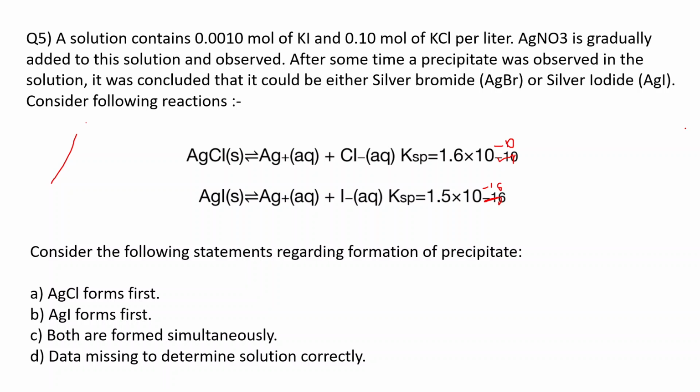Next question is, a solution contains 0.001 molar potassium iodide and 0.1 molar potassium chloride. AgNO3 is added to this solution and observed. So this is the titrimetric experiment. After some time a precipitate will be formed in the solution. It can either be silver chloride or silver iodide. So this is the equation given. So consider the following statements regarding formation of precipitate. It's kind of like question number 4 only. So please try to solve this question and we'll see the solution in a while.